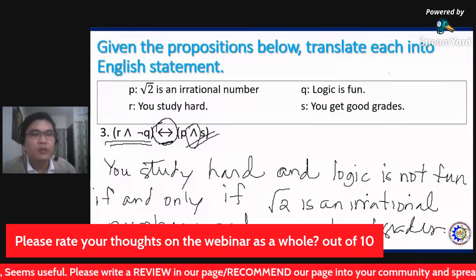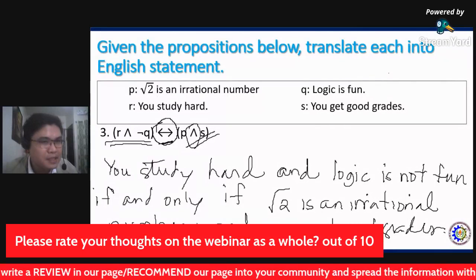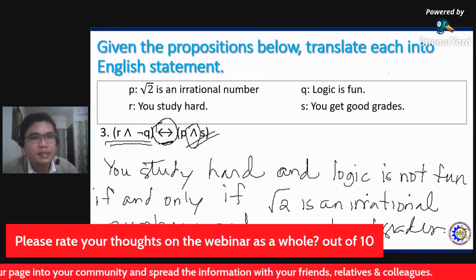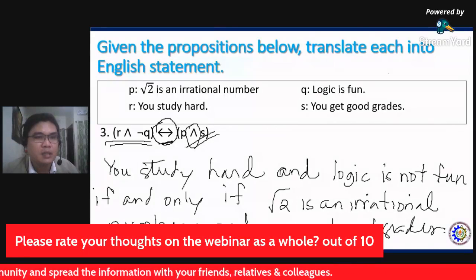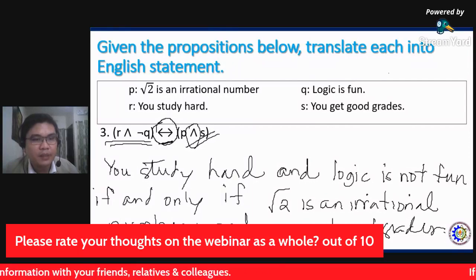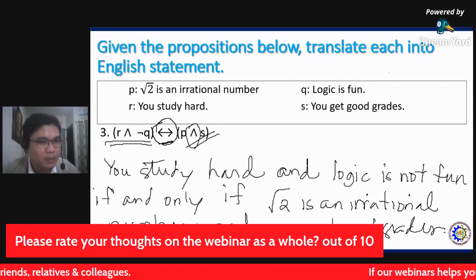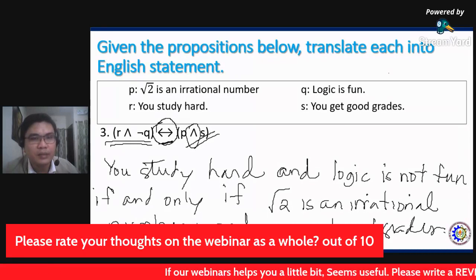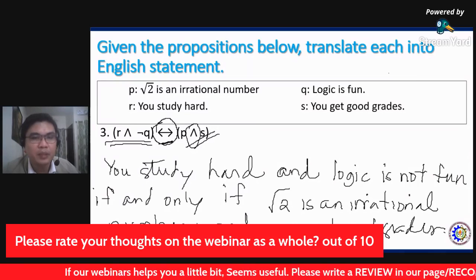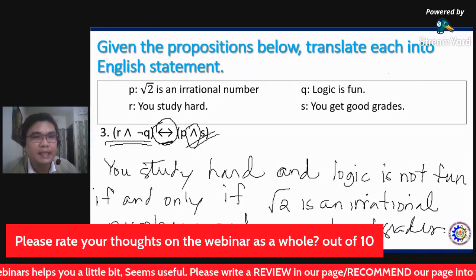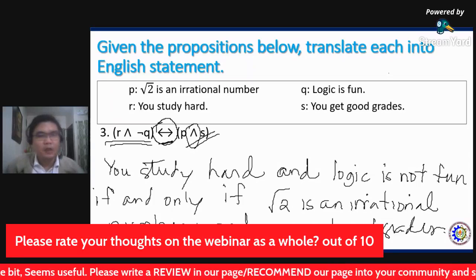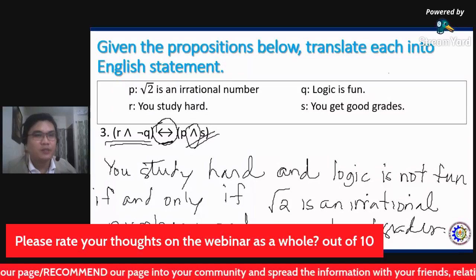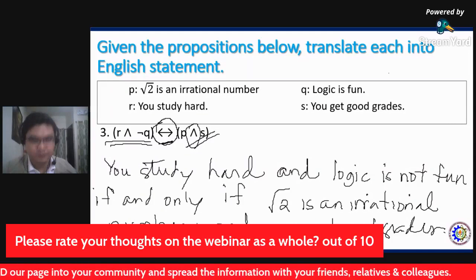So therefore, our answer for this given propositional logic, in English statement, is written as: you study hard and logic is not fun if and only if square root of 2 is an irrational number and you get good grades. So all of the connectors and all the propositions are written correctly and properly. So therefore, this is the needed English statement. I hope you get that one. That is our third example and our answer for this given propositional logic.